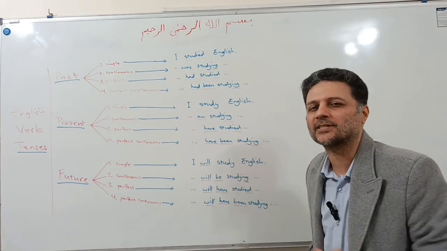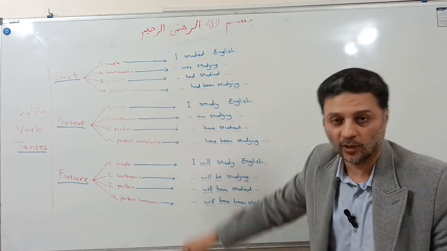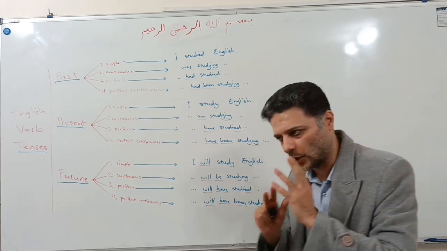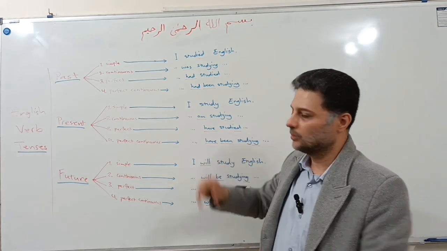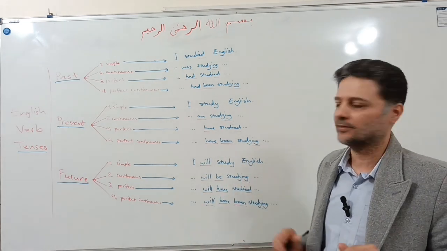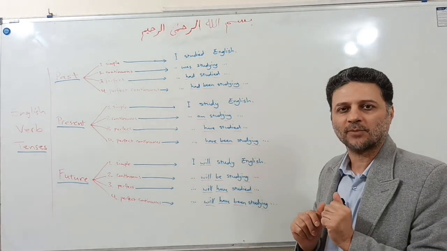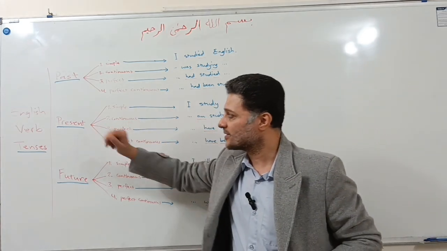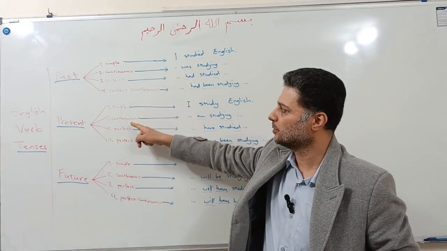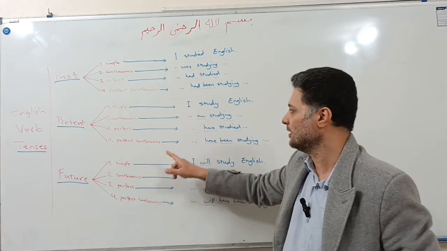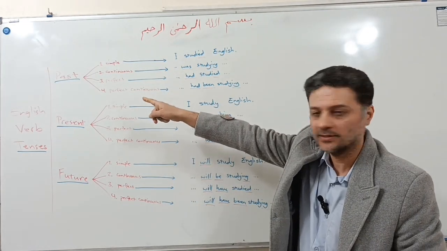We know that there are some slight differences, of course, in all of these subcategories, but I don't want to go into details about them. Well, you'll be confused, and it's very complicated. So let's just make it as simple as possible here. For the present tense, we have, again, simple, continuous, perfect, and perfect continuous, right? Just like the past tense.